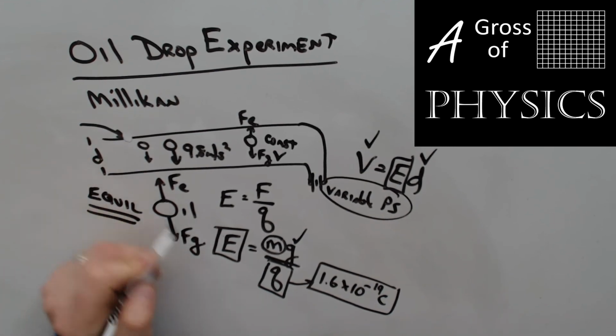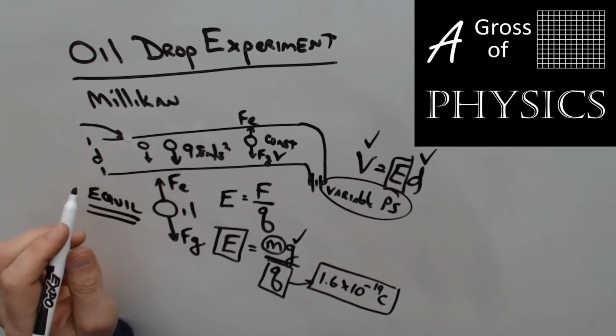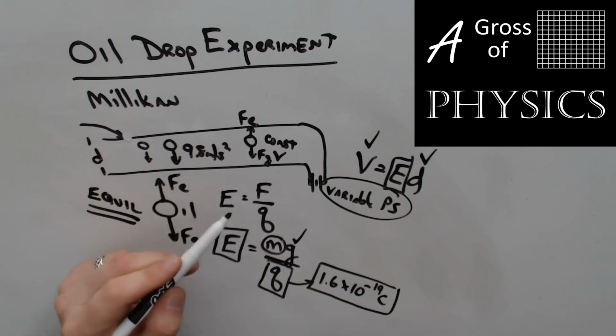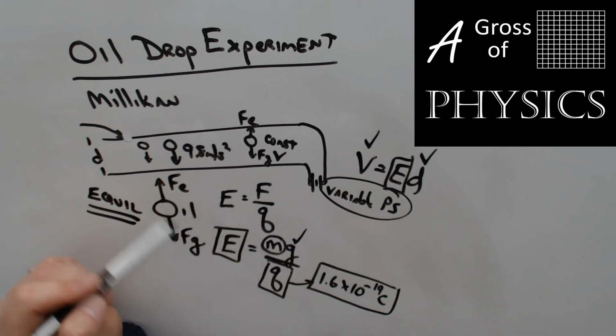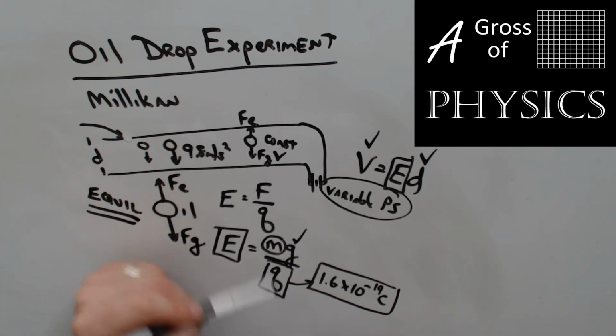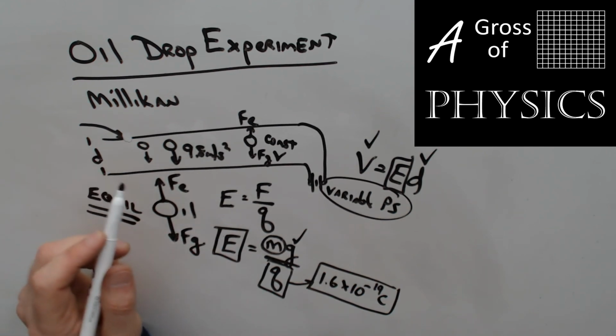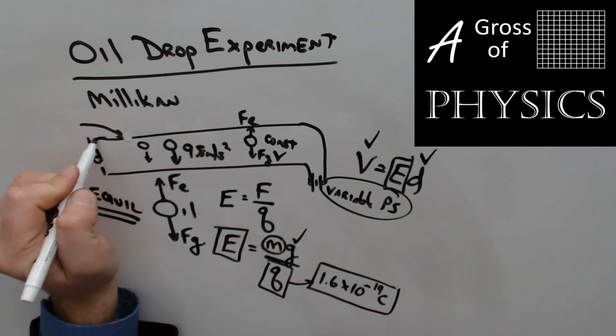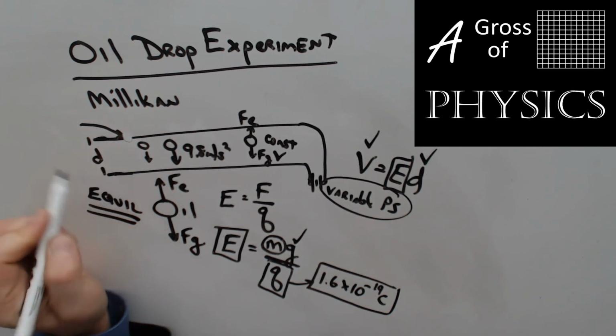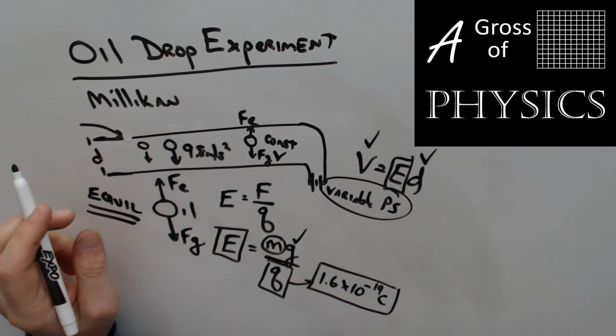And because it was in equilibrium, gravity was equal to the electrostatic force, so he was able to use V equals Ed, E equals F over Q and F equals mg in order to figure out the charge of one. And if you want to learn more about the Millikan oil drop experiment, I would suggest you look in your textbook or look for some more articles about Millikan.